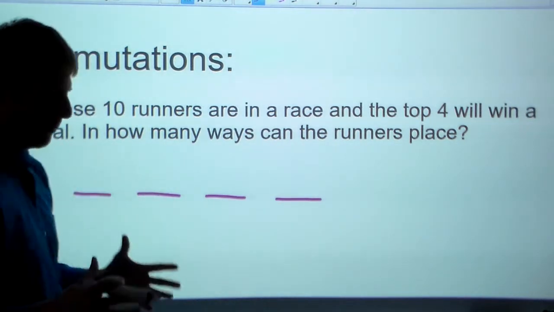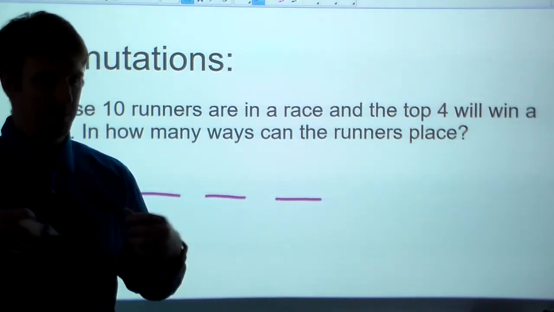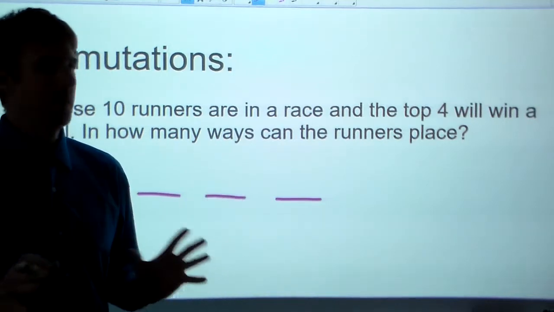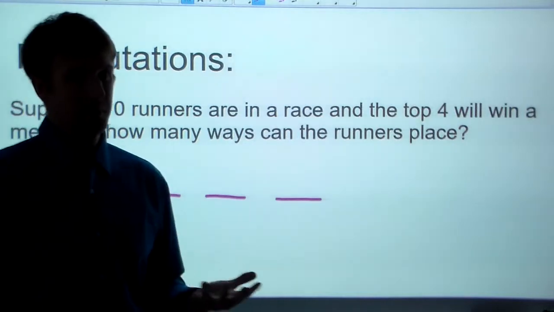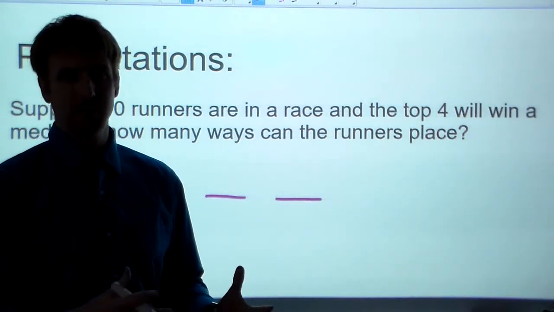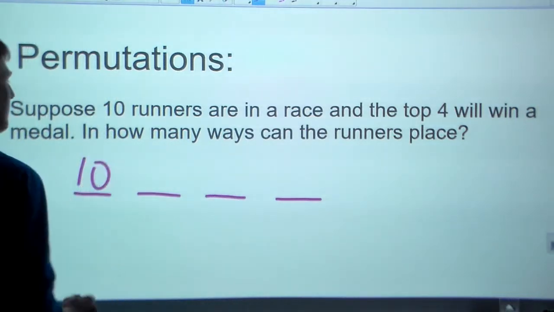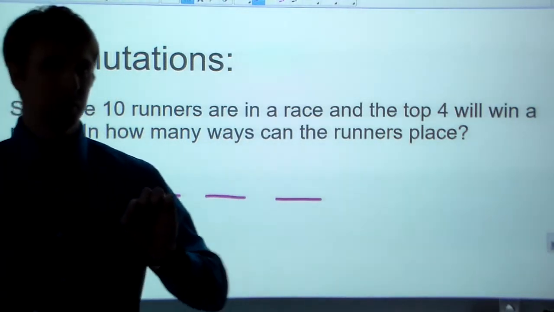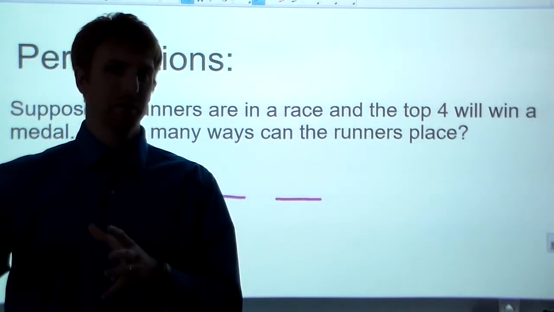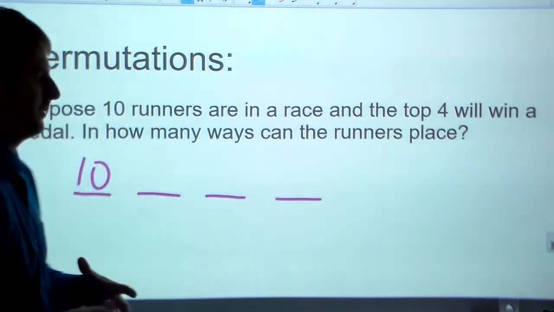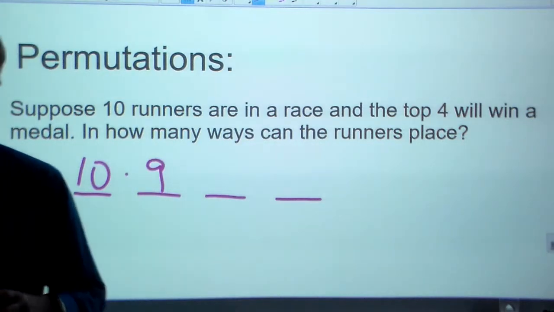So if there's 10 people running the race, taking ability out of the equation, just thinking pure, everybody had an equal chance. How many people could come in first place? Well, if all 10 people are running, at that time, anyone could still win. So there are 10 people who could finish first. As soon as one person crosses that line, you got 9 people still running the race. So how many of those could come in second? Well, there's 9 different people who could come in second. So now we're up to 10 times 9.